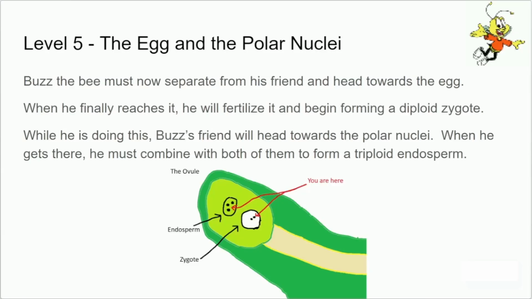Buzz heads towards the egg and then begins fertilizing it. Him doing this has now turned them into a diploid zygote. His friend has an even stranger path though. When he merges with the polar nuclei, the three cells merge together and form a triploid endosperm.